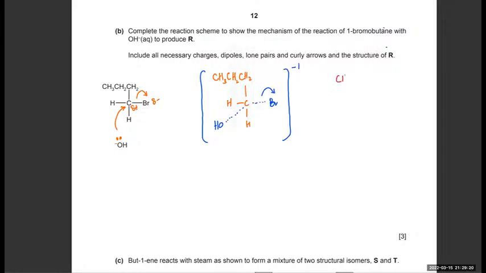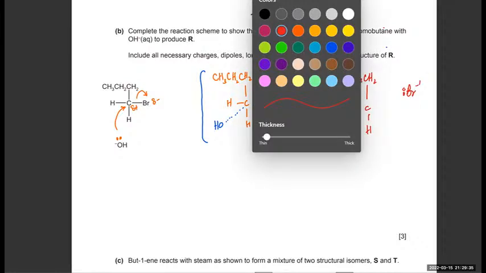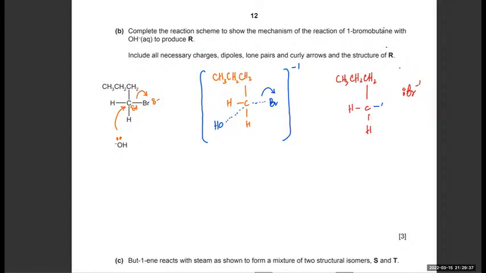So it's going to be CH3, CH2, CH2, carbon, you got an H and H. The Br has broken away, so it's Br -1 now. And in its place, you've got an OH now. So that's your one-step reaction. So you have to draw everything, the lone pairs, dipoles, curly arrows, etc.